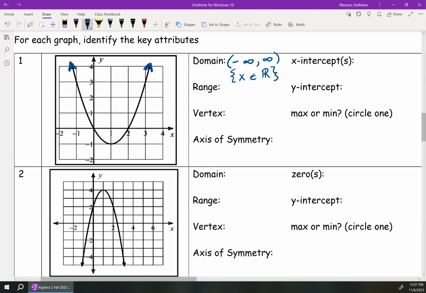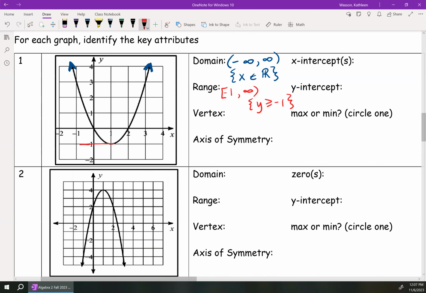That's set notation. For the range, we want lowest to highest. The lowest is here at -1. And there's no highest. It continues upward to infinity. You could also write that as the set of numbers y, which are greater than or equal to -1.